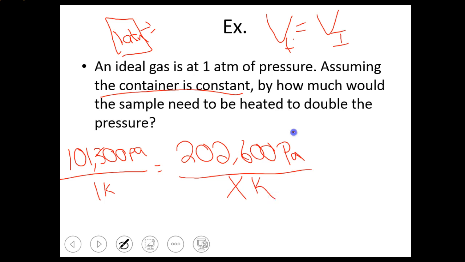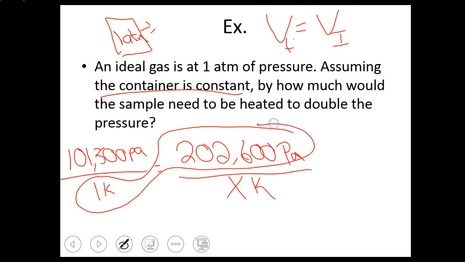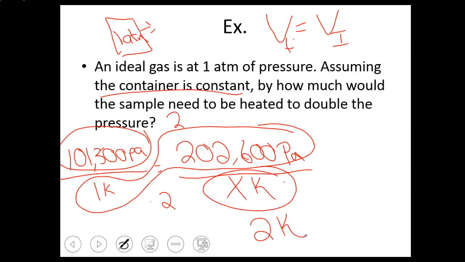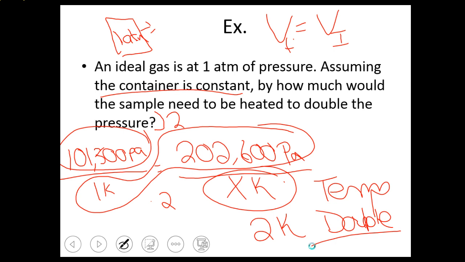You can do this one of 2 ways. You can cross multiply, right, and do 202,600 equals 101,300 times x, or you can just say, well, I know I've got to multiply by 2 to get there, so if this is a proportion, then I'm going to have to multiply by 2 to get here. My new temperature is going to be 2 Kelvin, which will take me to twice the pressure. By how much will it need to be heated? Well, the temperature will need to double. Depending on what temperature I start at, I'll always have to double it.